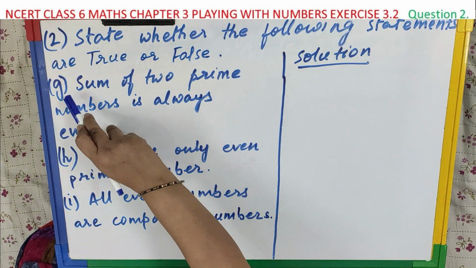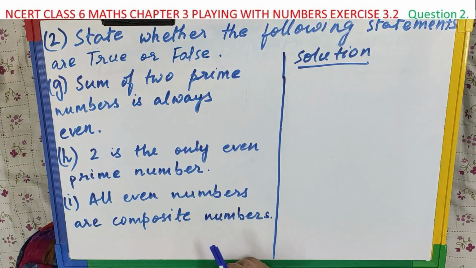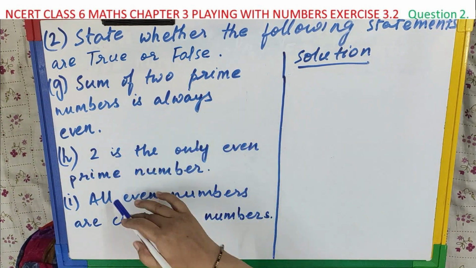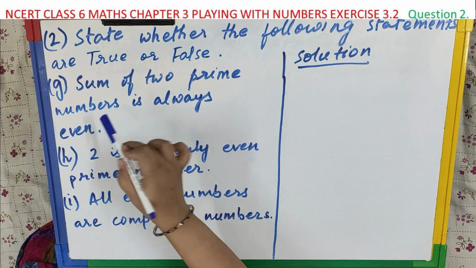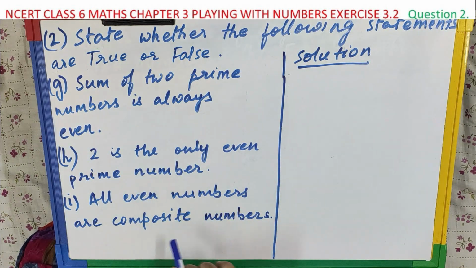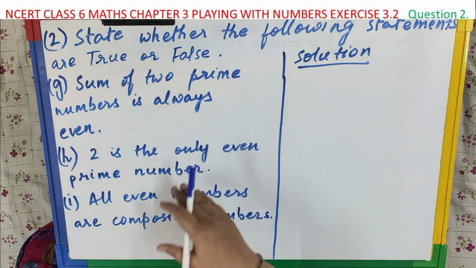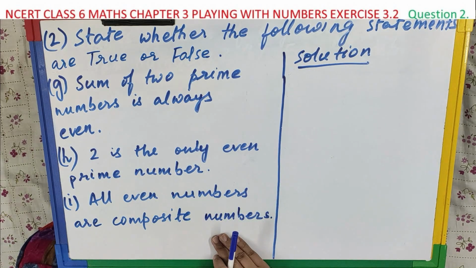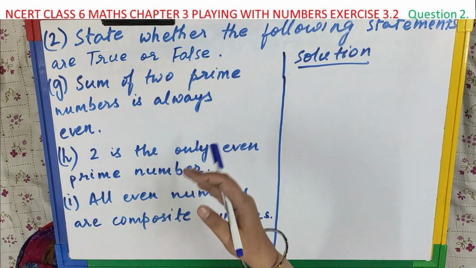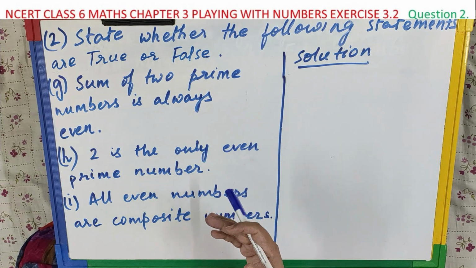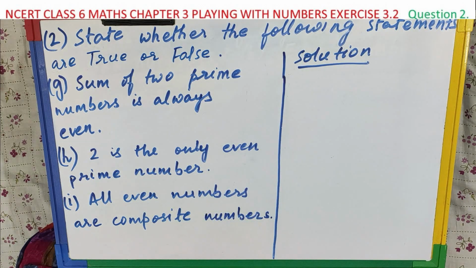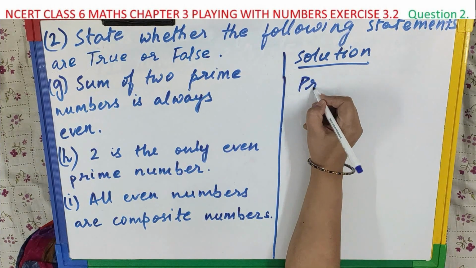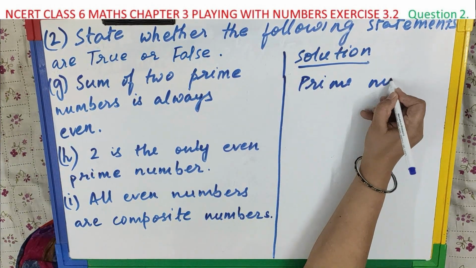Now let us do question number G, H and I. What is there in these questions? See, it is prime numbers and composite numbers. So before doing these questions, we have to see what prime numbers and composite numbers are, because in these three questions prime and composite numbers are discussed. So let us see what a prime number is first.